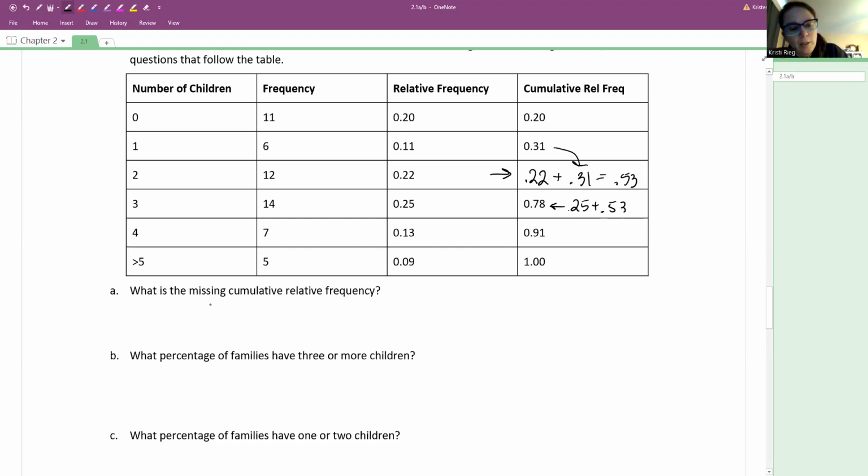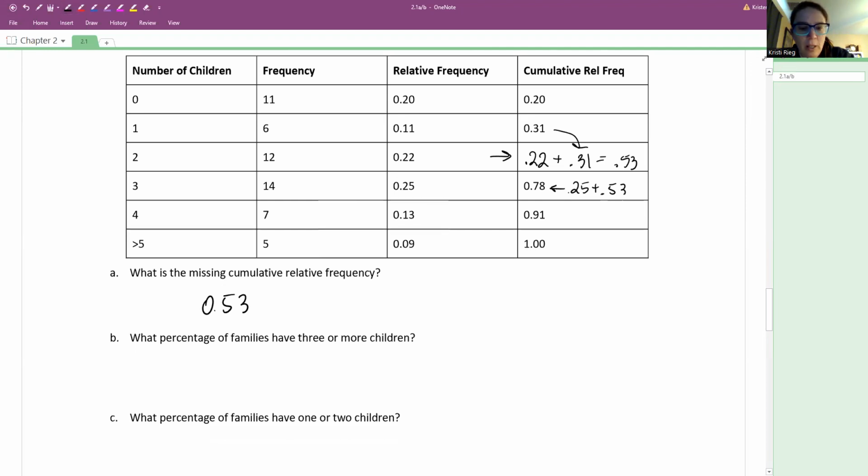Okay. What percentage of families have 3 or more children? So anytime it says "or more," we cannot use the cumulative numbers. We just have to add them up. So here's 3 or more. So we're just going to have to add up those 3 numbers.